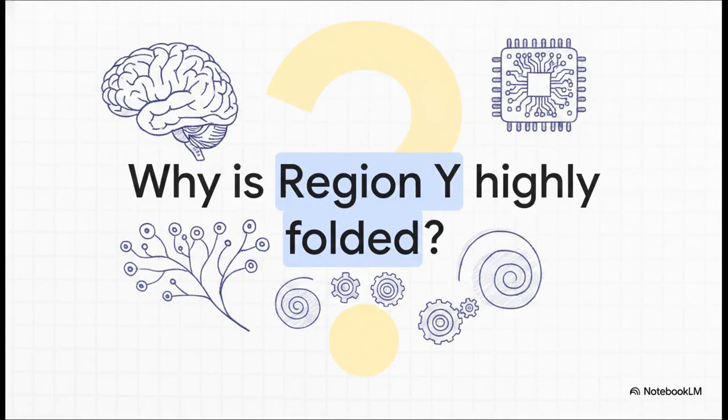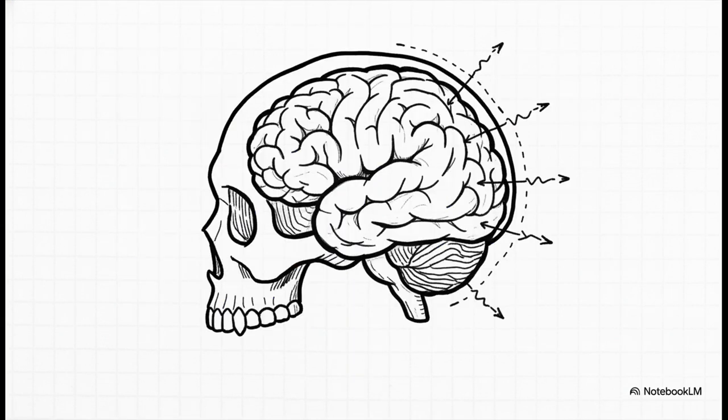Let's put this to the test with a practical diagnostic scenario you might actually see on your exam. Imagine region X is associated with information transmission and region Y is associated with information processing. The question is, why is region Y in the brain highly folded? Well, think back to our computer analogy. Region Y is processing info, which means we know for sure it's gray matter. But why all the complex wrinkles and folds? Here is the exact mechanical reason, and it's pretty amazing.